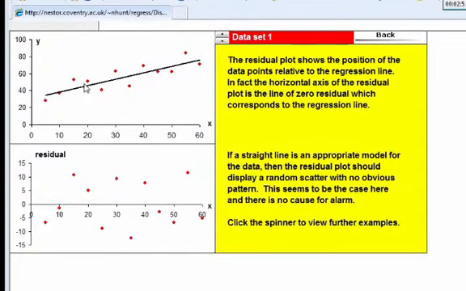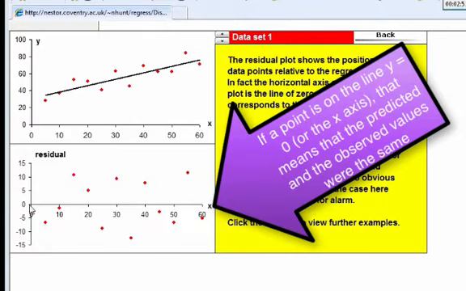Here's a regression line, and these would be the residuals. Note that our residuals should all add up to 0, so that's why we're going across the line of 0. This residual plot shows the position of the data relative to the regression line. In fact, the horizontal line of the residual plot is the line of 0 residual, which corresponds with our regression line.